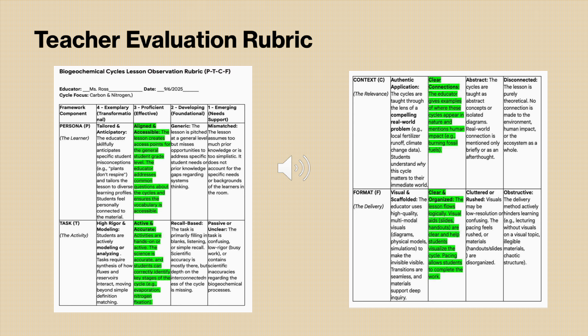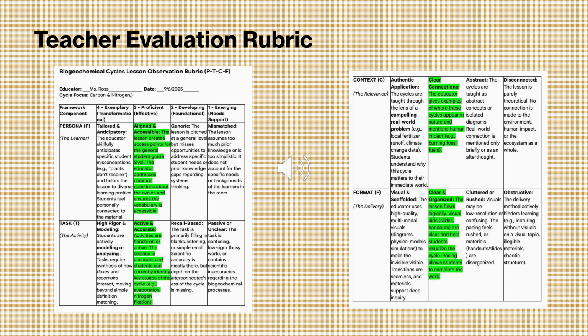In terms of the task, the activities, I rated you a level 3 for that as well. Activities are hands-on or active. The science is accurate, and the students can correctly identify key stages of the cycle, such as perhaps what a carbon sink is or what nitrogen fixation was. All your activity was exactly that. Students were able to engage with each other in terms of asking for help if they needed to.